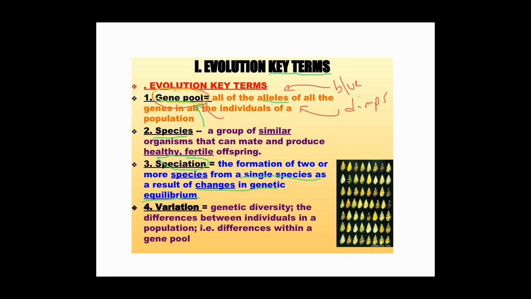And the last key term on this page is variation. And that is just genetic diversity. No matter what the species is, humans, dolphins, monkeys, bacteria, everything, nothing is exactly the same. There's diversity. There's variation amongst the traits and the genes. There are differences within the gene pool in a population of organisms.